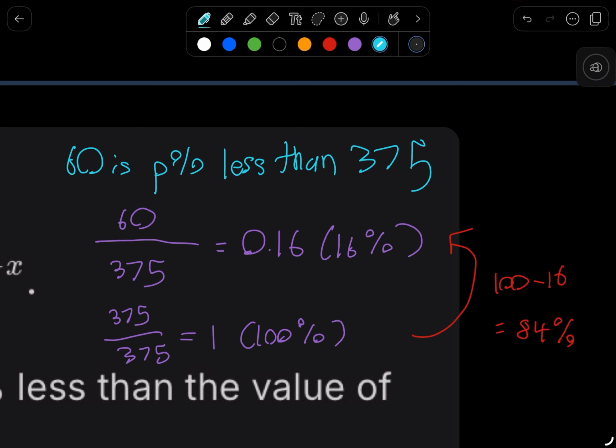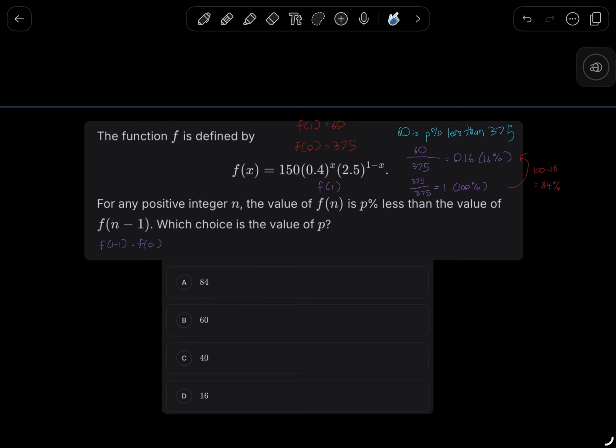So again, I think this is a much better way of thinking about the statement, right? Because 60 takes up a specific amount or percent of the entire amount. And of course, the entire amount, right? 375 over 375 is 100%. So you just have to calculate the difference between those two, right? And you get 84%. So yeah, that's how you approach this specific problem.